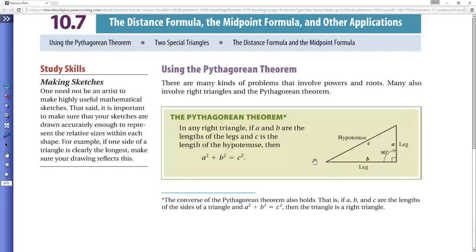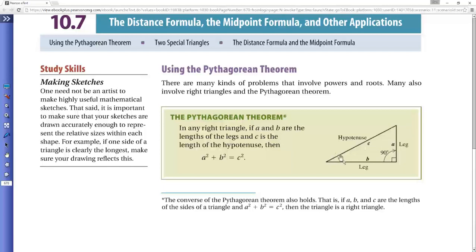Well, Pythagoras found out a long time ago that if you took any right triangle and took the legs of the right angle and squared them and added them together, you'd always get the square of the hypotenuse. A hypotenuse is the longest side of a right triangle, but it's also the one opposite the biggest angle, which is the 90-degree angle.